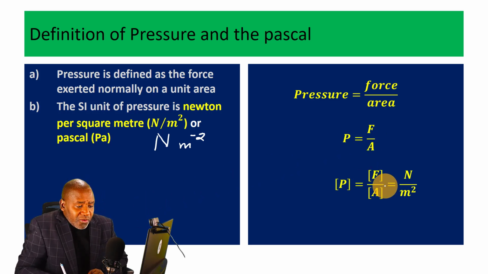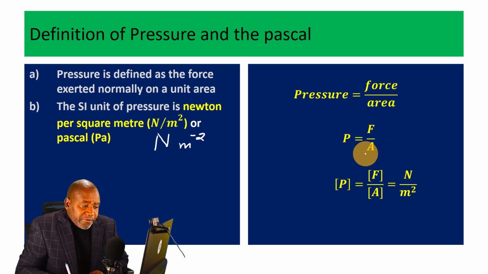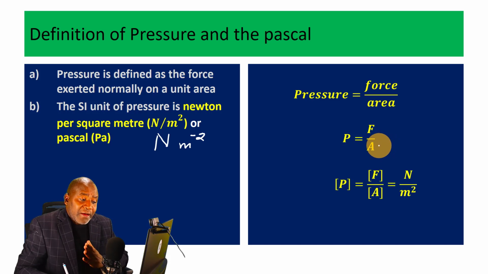Now let's see how that Newton per square meter has come about. By the way, I'd like to emphasize that sometimes in an exam when you want to write an equation, it's always good to write the equation, especially if it is a simple equation, using words. And then after that, you can use symbols, because it is understood that P represents pressure, F represents force, A represents area. Then you can continue using the symbols in your calculation.